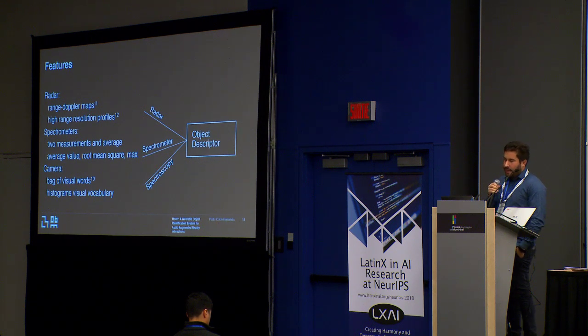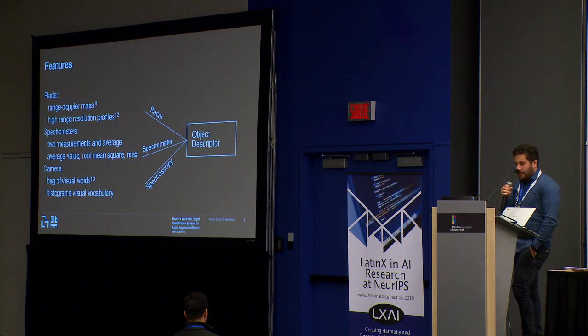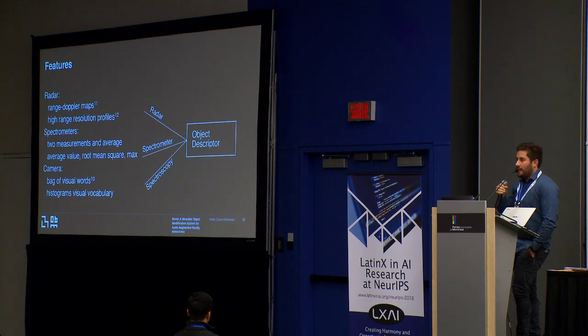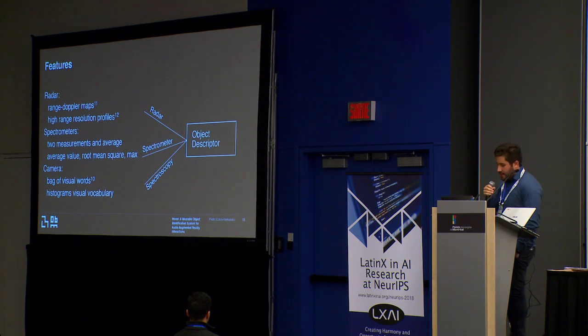And in the case of the camera, I was using handcrafted features, so I took a bag of visual words approach, which essentially tries to find clusters of salient features in images and then formulates histograms of how many of these salient features are present in an image. And that's what we use as a descriptor.